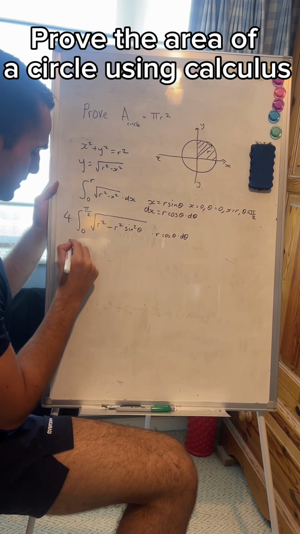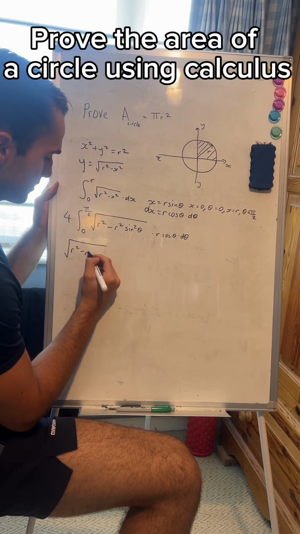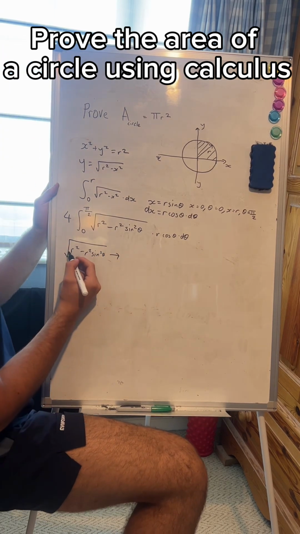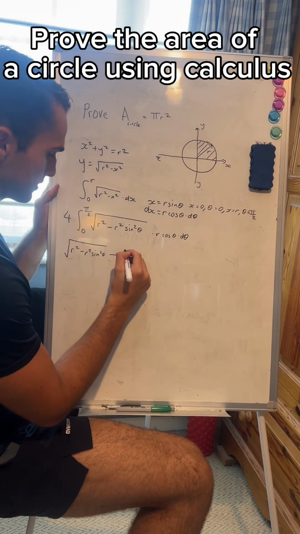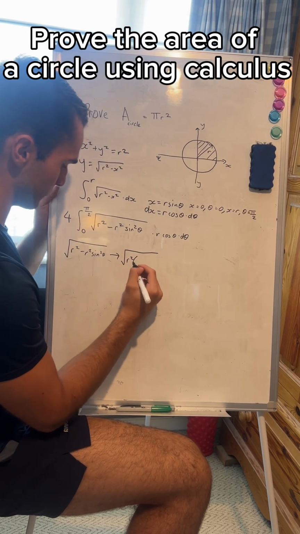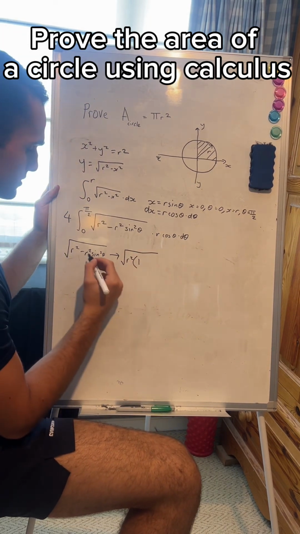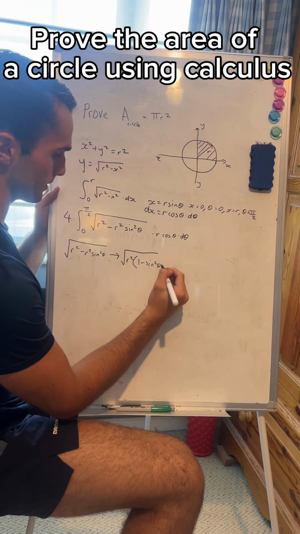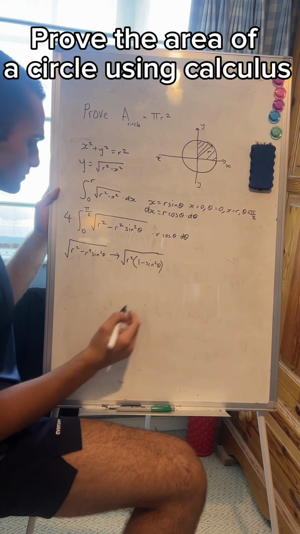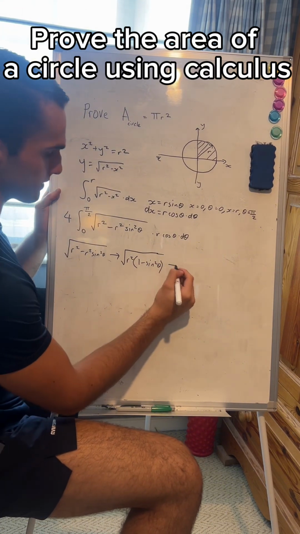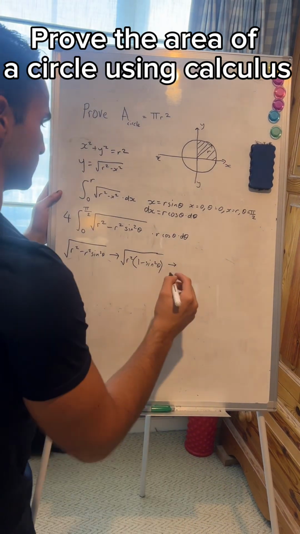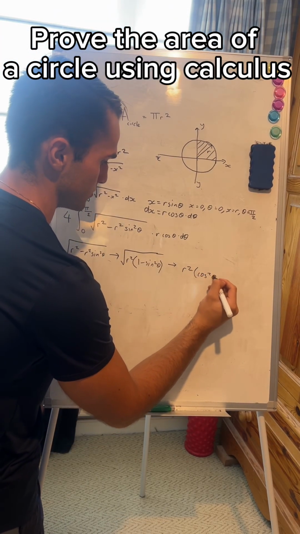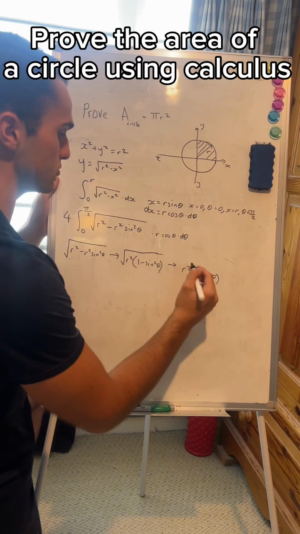How can we rewrite r squared minus r squared sine squared theta a little bit nicer? Well, we can take the r squared out. So this is going to be r squared, and we're left with 1 in each one, minus the sine squared theta. Very nice. So this looks a little bit like an identity we can use, which is r squared lots of cos squared theta, using sine squared theta plus cos squared theta equals 1.